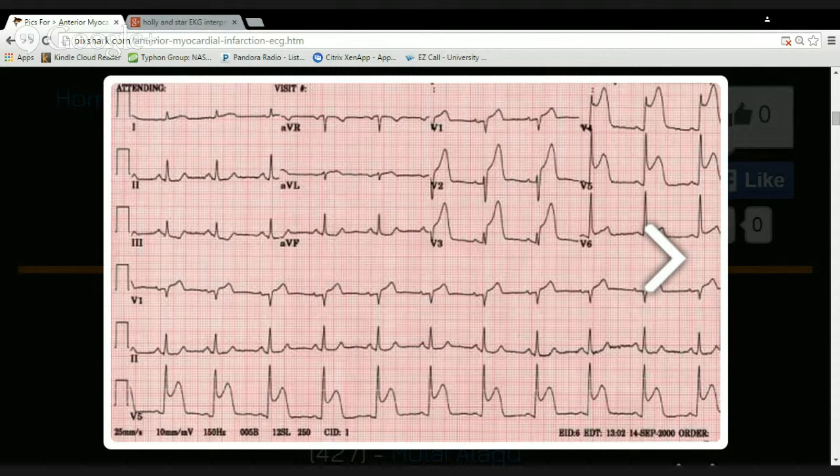Now looking for ventricular hypertrophy. In V1, the S wave is about 5 millimeters, and in V6, the R wave is 20 millimeters. This does not equal 35, so there's no left ventricular hypertrophy. Now looking for any T wave inversion, and there's no T wave inversion.